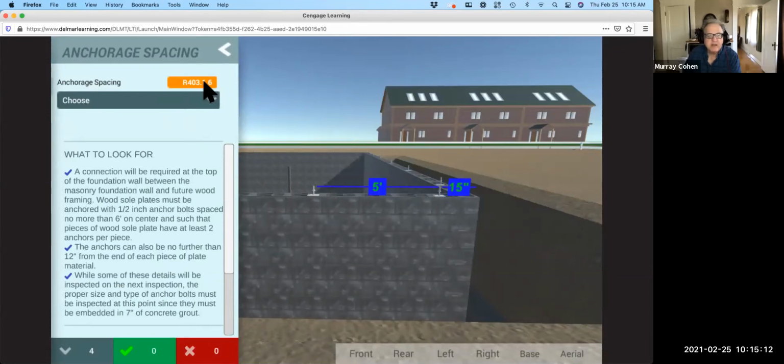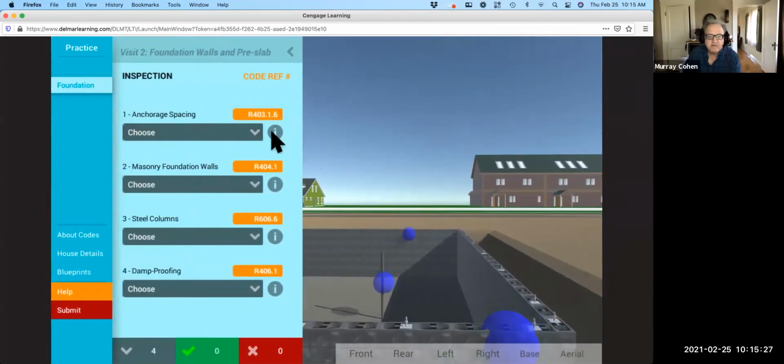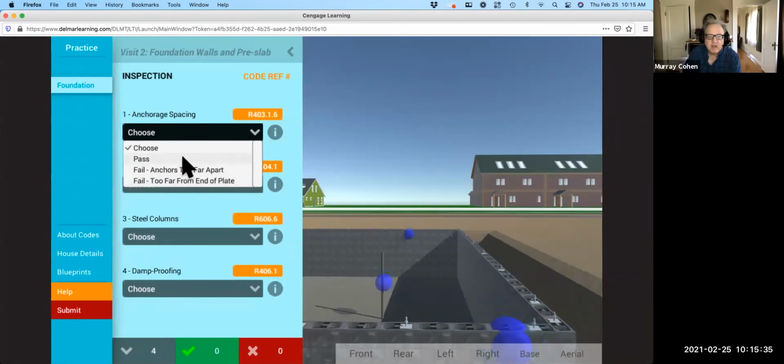So when I clicked on that, it opened up a new window and showed me from a different perspective. So it shows exactly, a connection required at the top of the foundation. Okay, so this has to be a maximum of 6 feet. So this is 5 feet. So then you would give this a pass, right? It's either pass or fail, and the reason it fails.